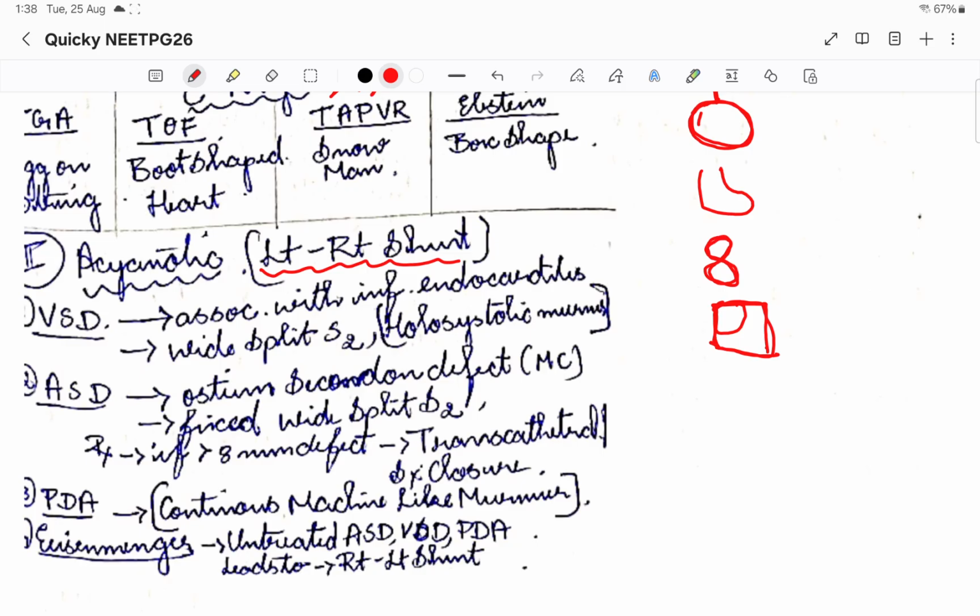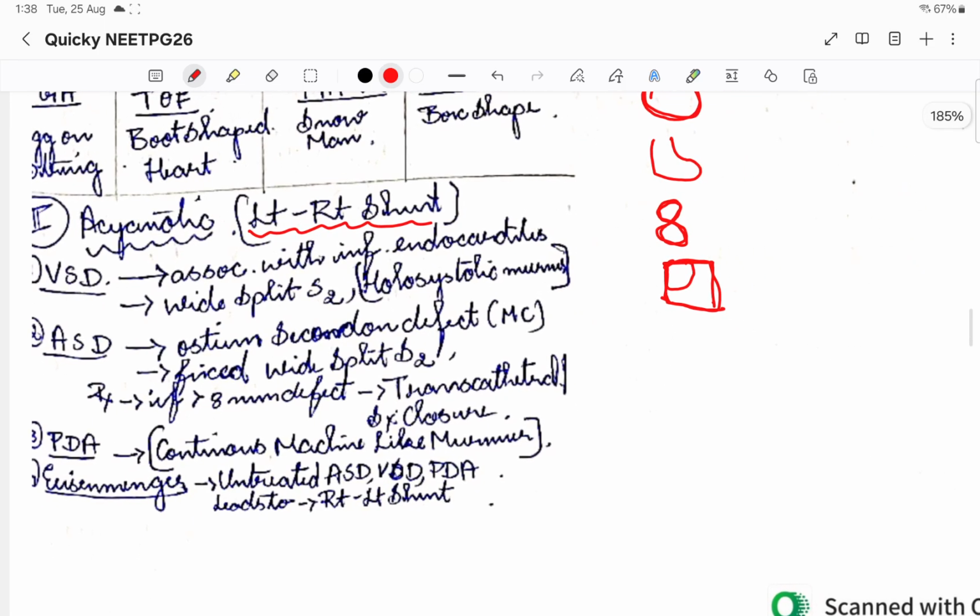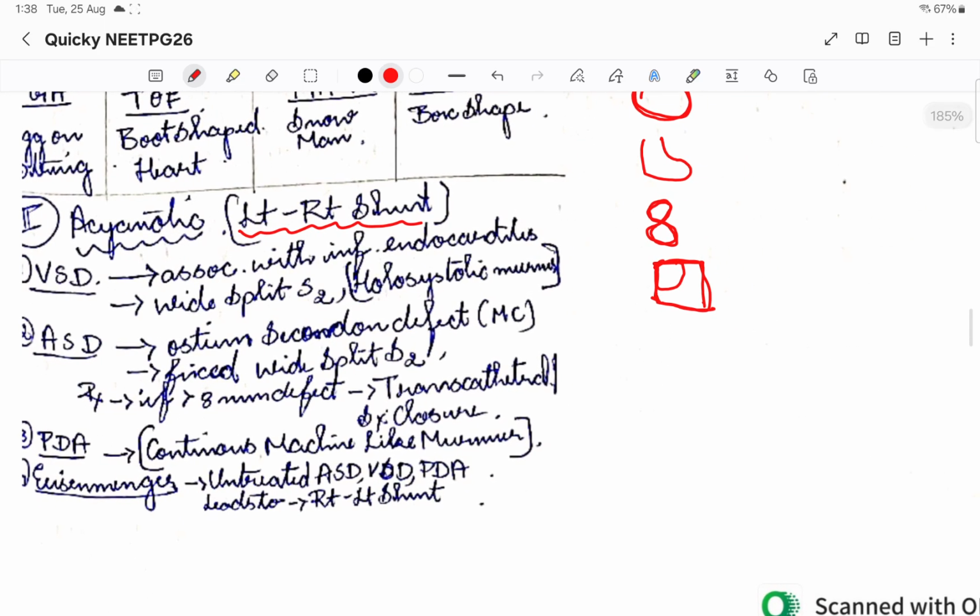Okay, so VSD is the most common congenital heart disease. It is associated with infective endocarditis. If we contract infective endocarditis down the line in our life, then during the echo, we'll probably get diagnosed as VSD. So that is what happens.